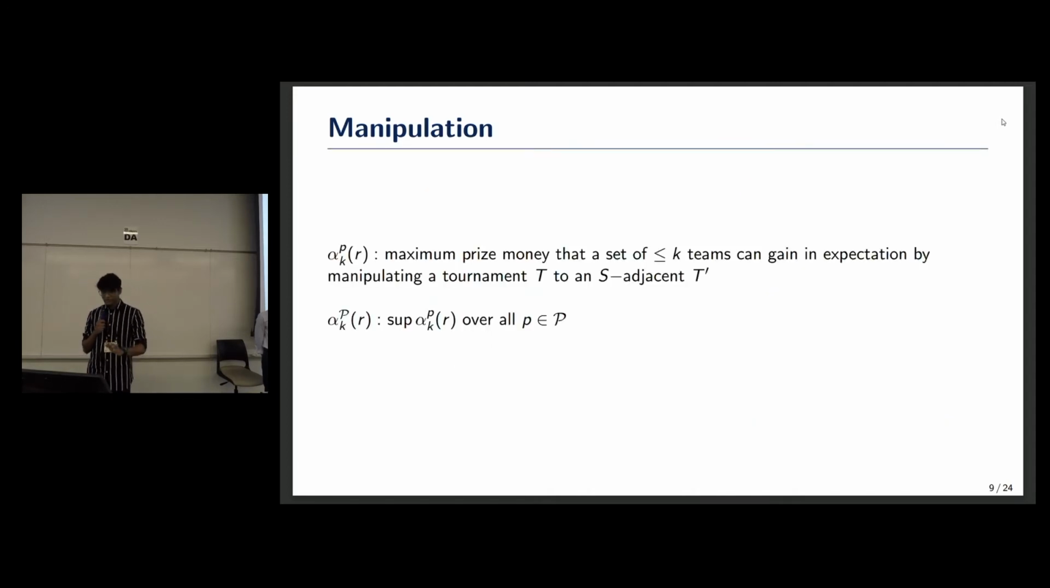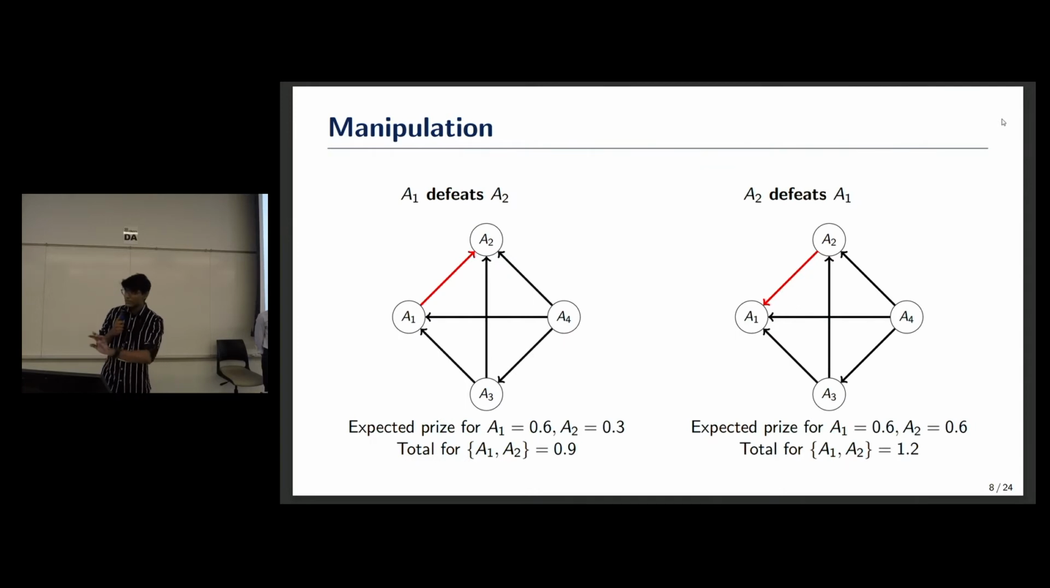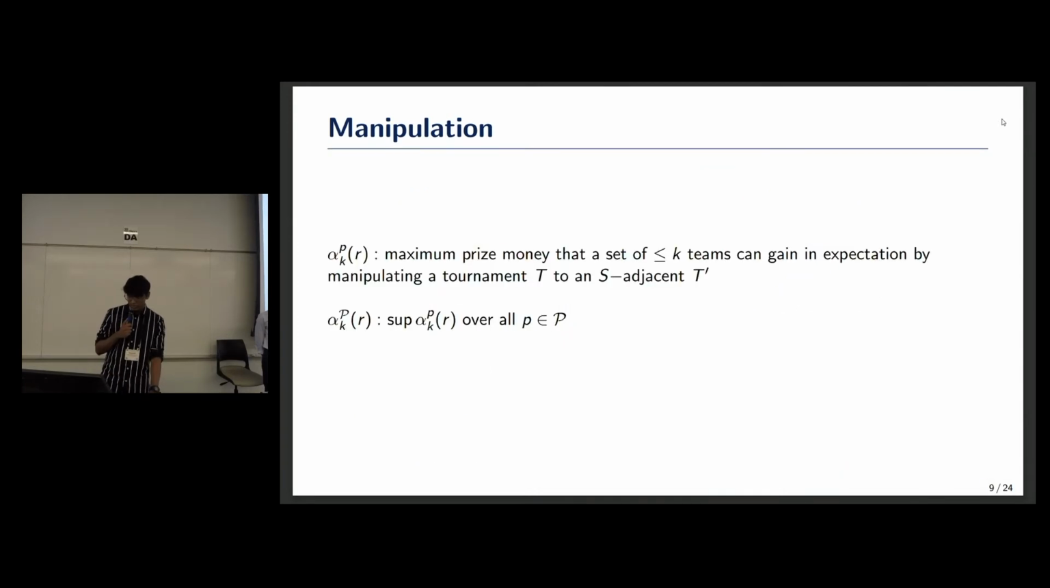All right, I'm going to introduce a little more notation. So first we have alpha PKR. So here P refers to the prize vector that's under question. Remember, these prize vectors are normalized so that each component lies between 0 and 1. K is the maximum size of the set of colluding teams. So in this example, we had 2 teams colluding, so K would be 2. And R is the tournament ranking rule that we're studying. And alpha PKR is the maximum prize money that a set of at most K teams can gain in expectation by manipulating T to an S-adjacent T prime.